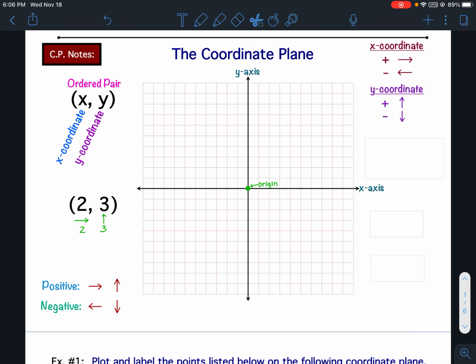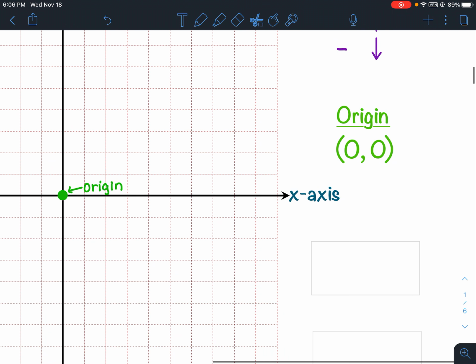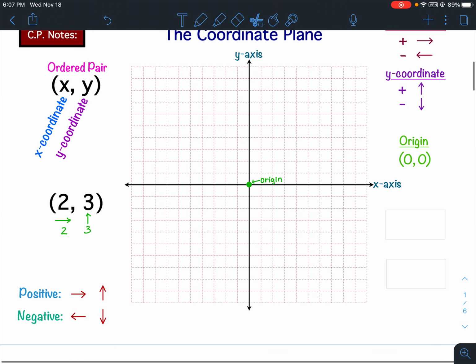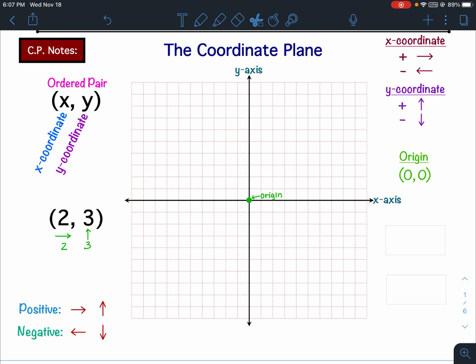All right, so if the origin is in the center of the coordinate plane, that means the ordered pair for the origin is 0, 0. The axes divide the coordinate plane into 4 parts. So here's one part, here's one part, here's one part, and here's the other part. So there are 4 parts to the coordinate plane, and the axes divide it into those 4 parts.